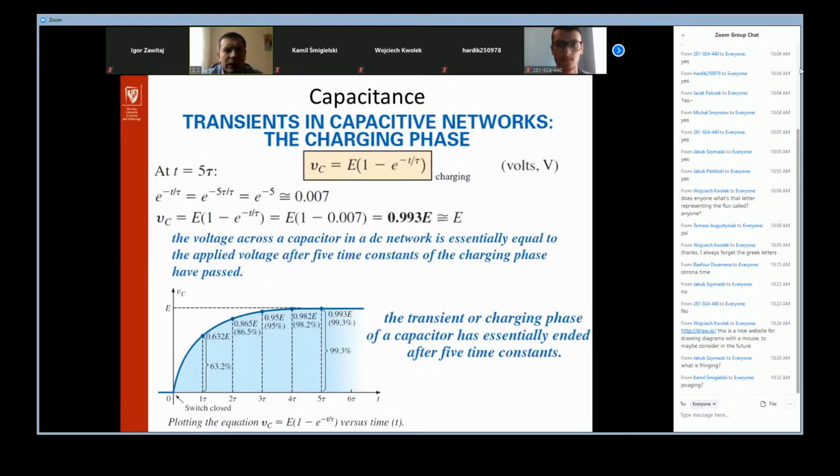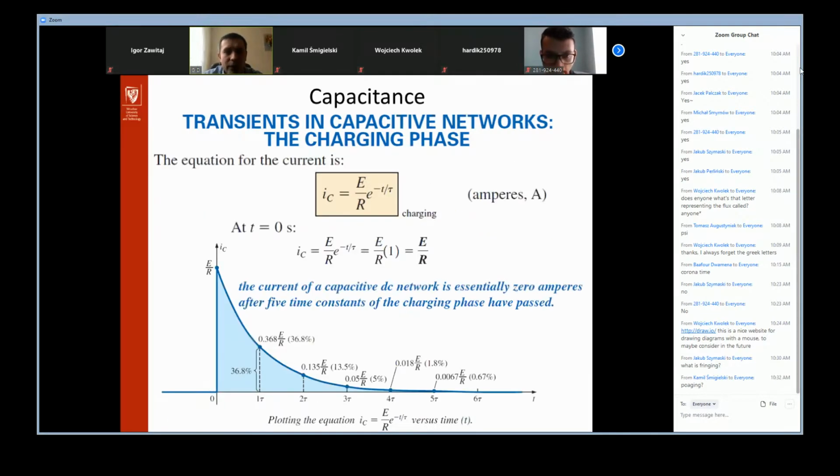So these are very simple calculations. What happens if we take 5 tau? As you see, we get almost 99.3% of the maximum E. This is a very important thing. However, I think it's very simple.